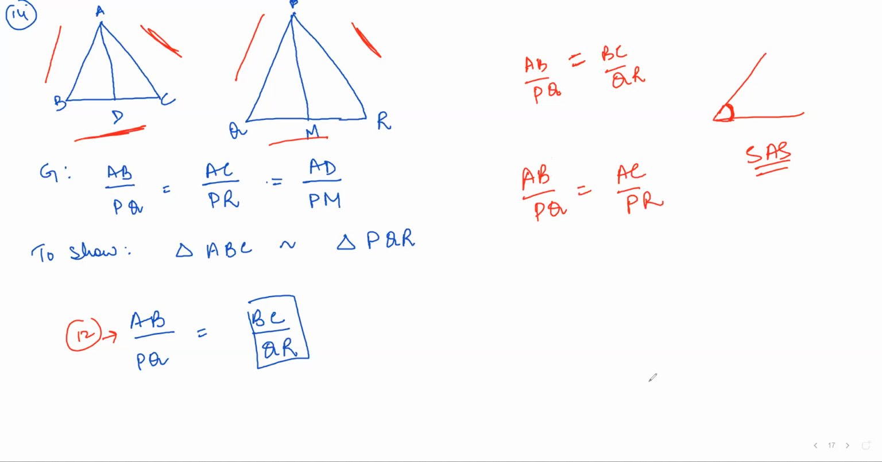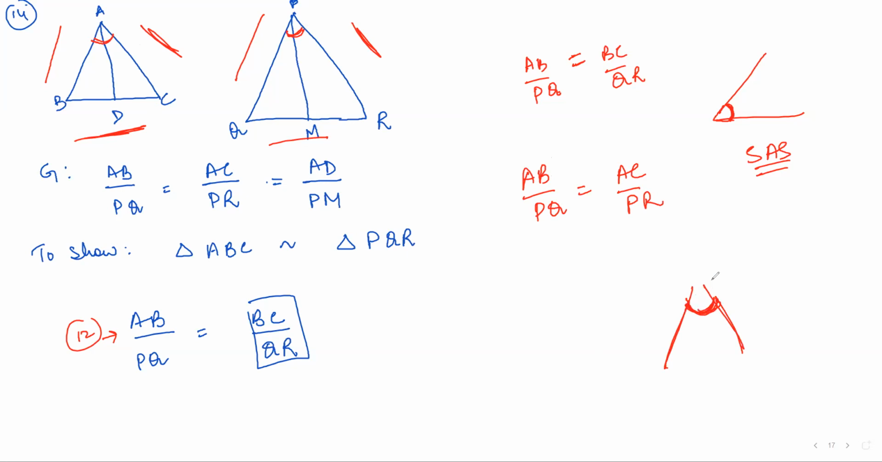Getting the point here? Yes, ma'am. So in this case, we need to show angle A to be equal to angle P. Because the angle has to be the middle angle. So if these two sides are proportional, then I have to show this angle to be equal.